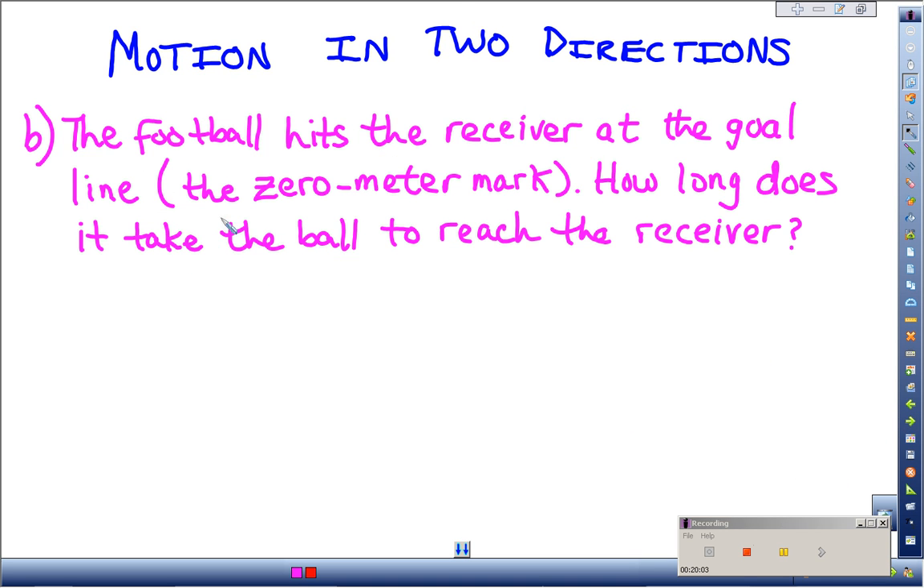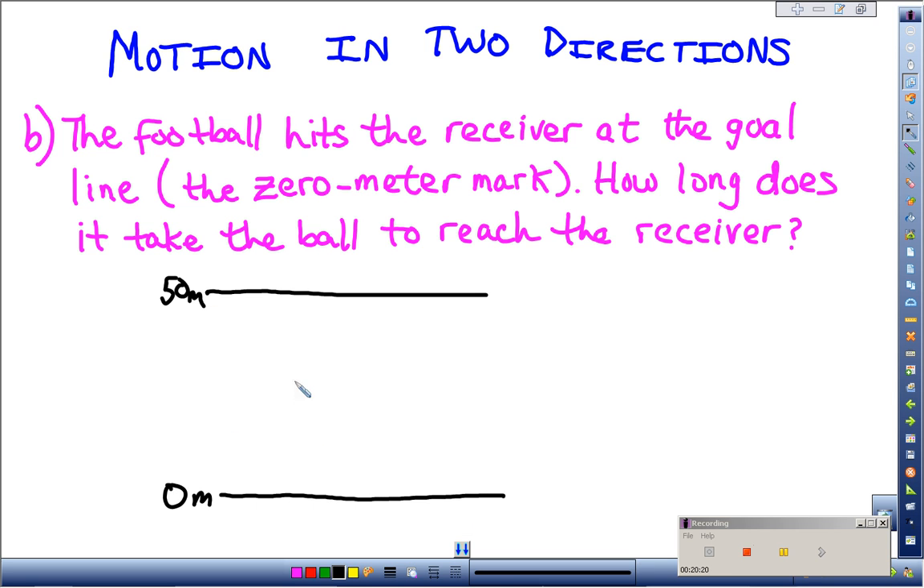Now, in the next part of the problem, it says the football hits the receiver at the goal line, the 0 meter mark. We're telling you something here. If you are at the 50 meter mark and the football is received at the 0 meter mark, then that tells you in the southern direction, the ball has traveled 50 meters.